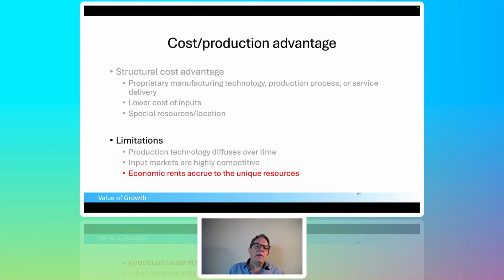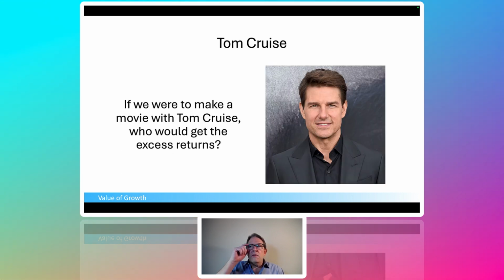And then economic rents accrue to the unique resource. What in the world does that mean? You have access to some specialized location or something like that. The excess returns are going to go to the person who owns the location, not to the renter, if you will.